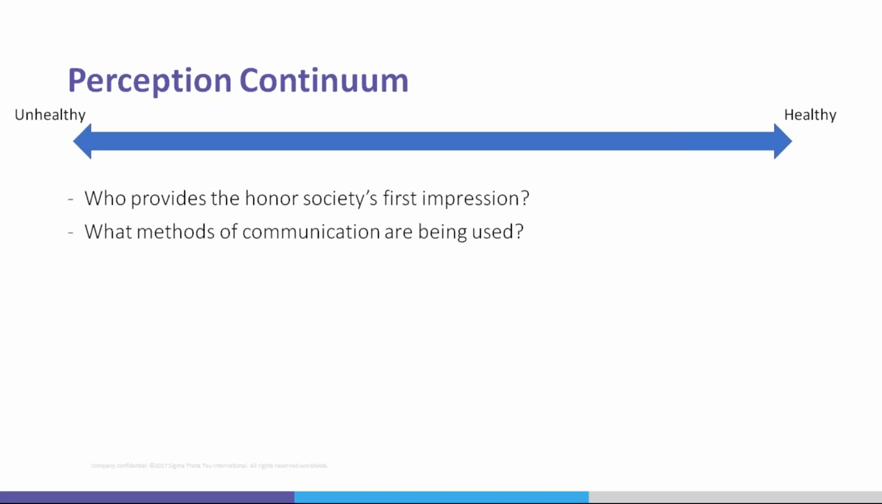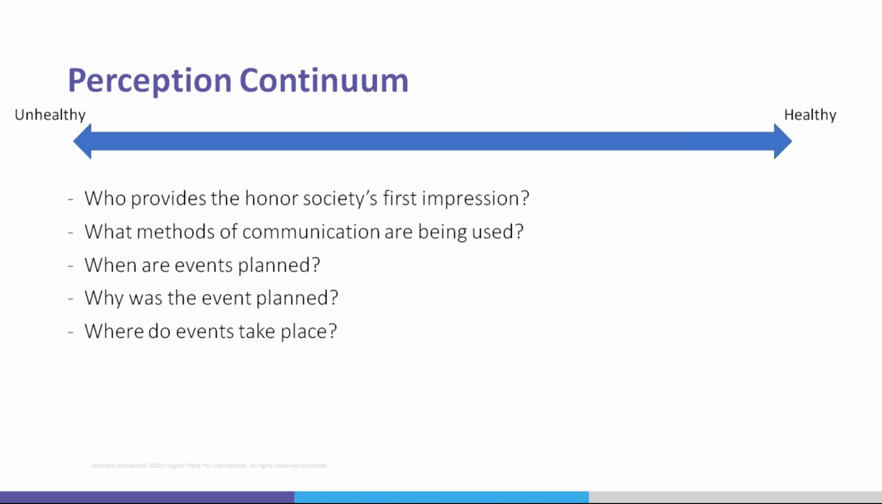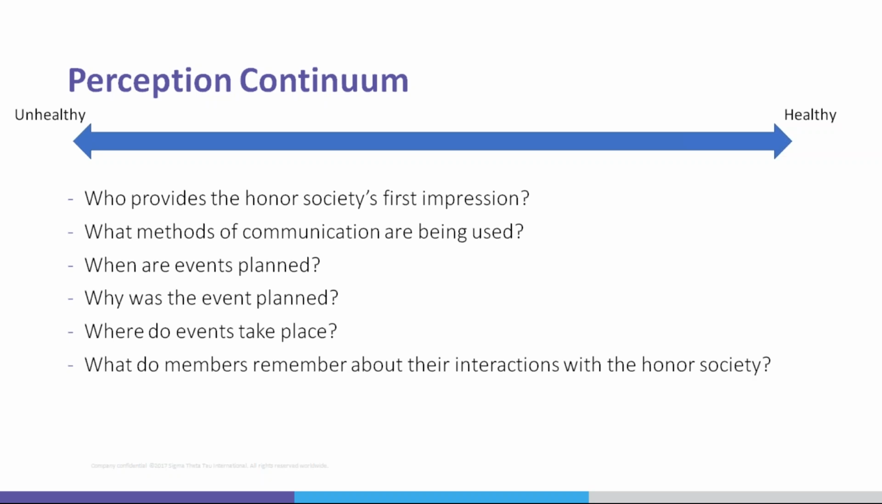What methods of communication are being used, and are we using several methods to reach different types of members? When are events planned, and are we being flexible to be inclusive of various member types? Why was the event planned, and did we take into consideration the needs and wants of all of our members? Where do our events take place, and is it a convenient location to the majority of our members? And what do our members remember about their interactions with our Honor Society? This can be hard to determine unless you ask your members, and it is important to ask and not always assume.